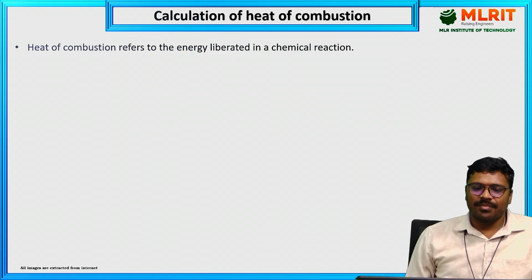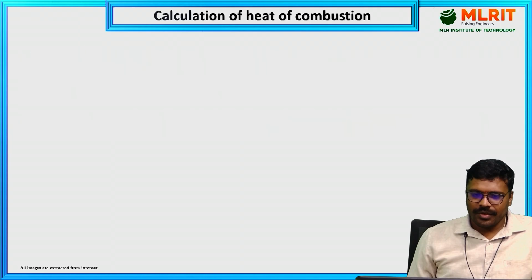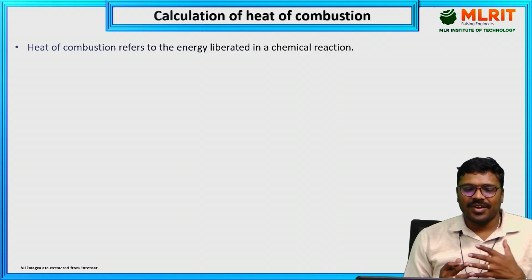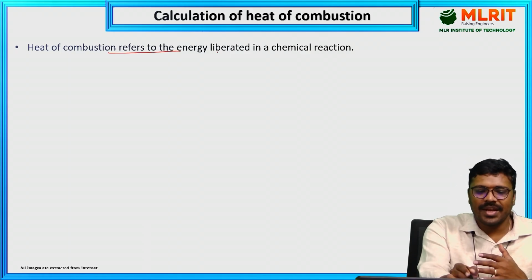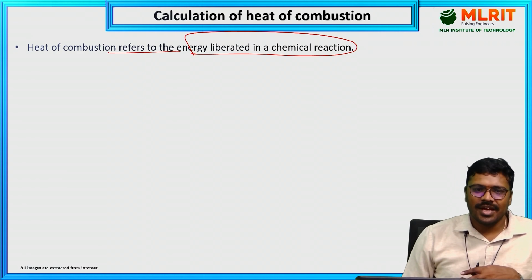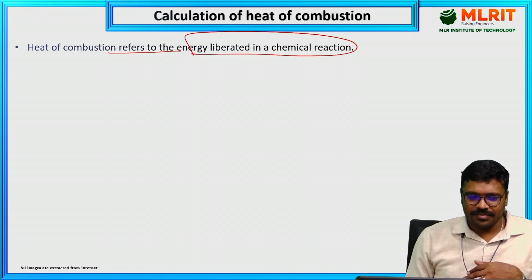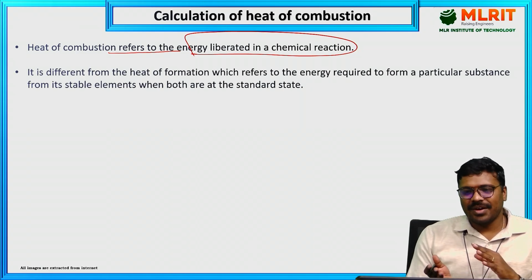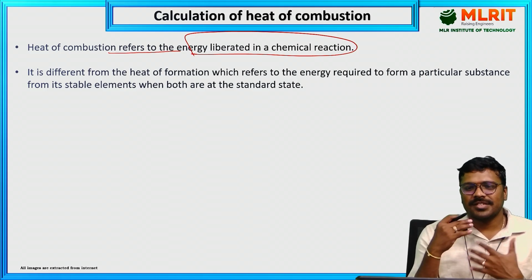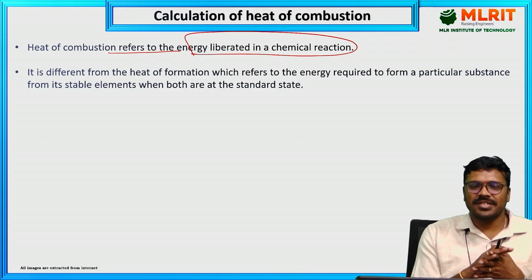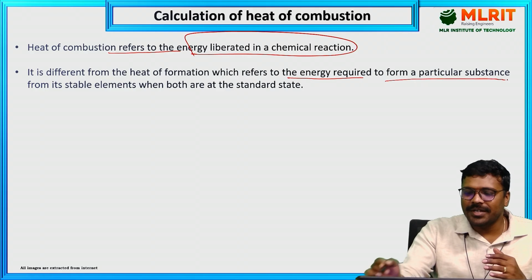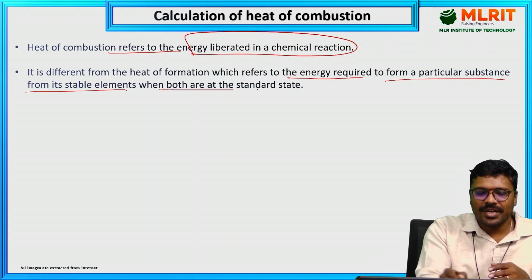So next, heat of combustion. How do we get the heat of combustion? What is heat of combustion? Heat of combustion refers to the energy liberated in a chemical reaction. The heat of combustion is nothing but the energy liberated during the chemical reaction. So, heat of combustion is different from heat of formation. Heat of formation is the energy required to make a substance at STP condition. But heat of combustion is not like that. Heat of combustion is the energy required to form a particular substance from the stable elements when both are at a standard state.